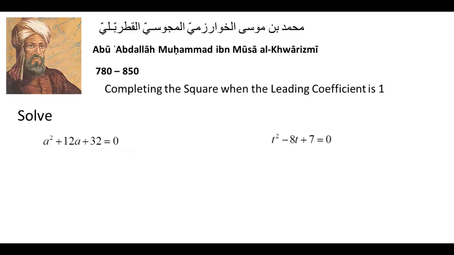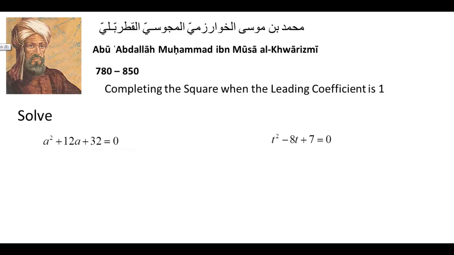In this video, we're going to solve a quadratic equation by completing the square. And we're going to solve two quadratic equations, both of which have a leading coefficient of 1. Now, when the leading coefficient is 1, all we need to do is remember what our strategy is. And our strategy is to take the left-hand side and turn it into a perfect trinomial square.